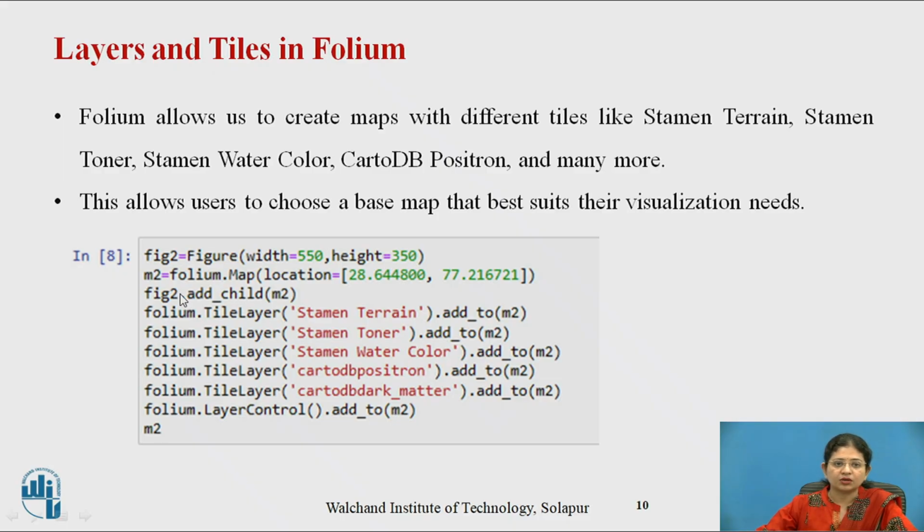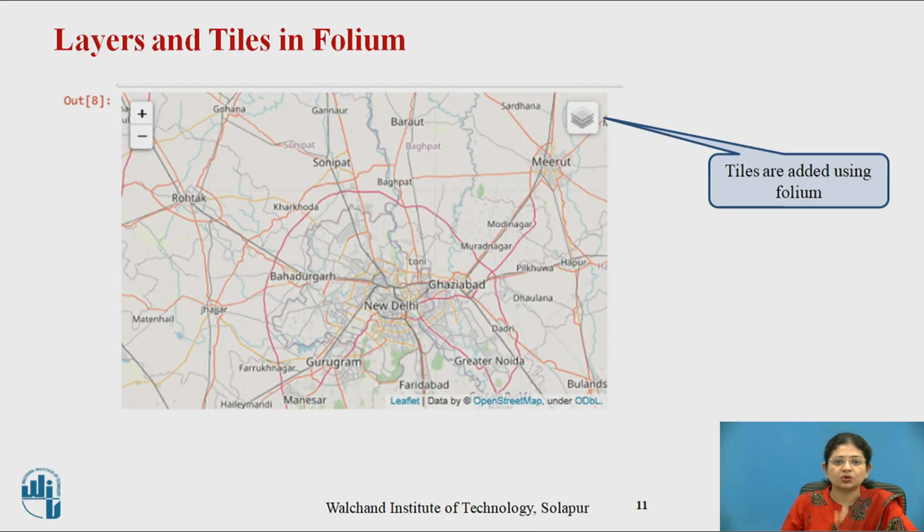Now look at here the code. This three-line code is the same as that of the previous. Now the folium.TileLayer class is called here, and in that the argument is Stamen Terrain, dot add_to m2. That means this particular tile type is added into m2. Likewise the other types of tiles are also added. Now folium.LayerControl().add_to(m2). So this control is also added to m2. Now if I show m2, let's see how it looks.